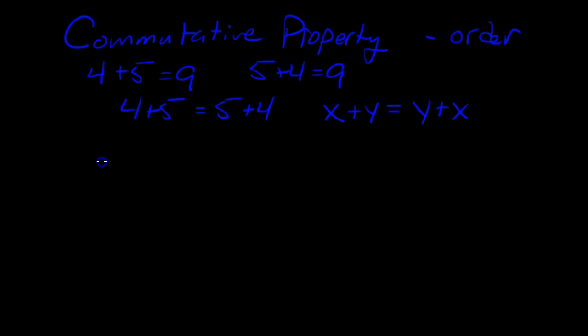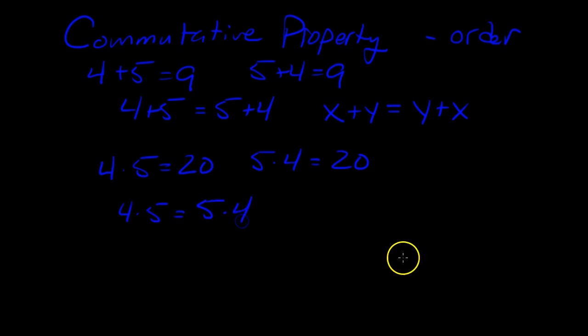Likewise, if I do multiplication, if I do 4 times 5, I get 20. If I do 5 times 4, I also get 20. So in other words, 4 times 5 is the same thing as 5 times 4. The order that I multiply things together, whether I do x times y or I do y times x, doesn't matter. I get the same answer when I'm done. So commutative property is about order.